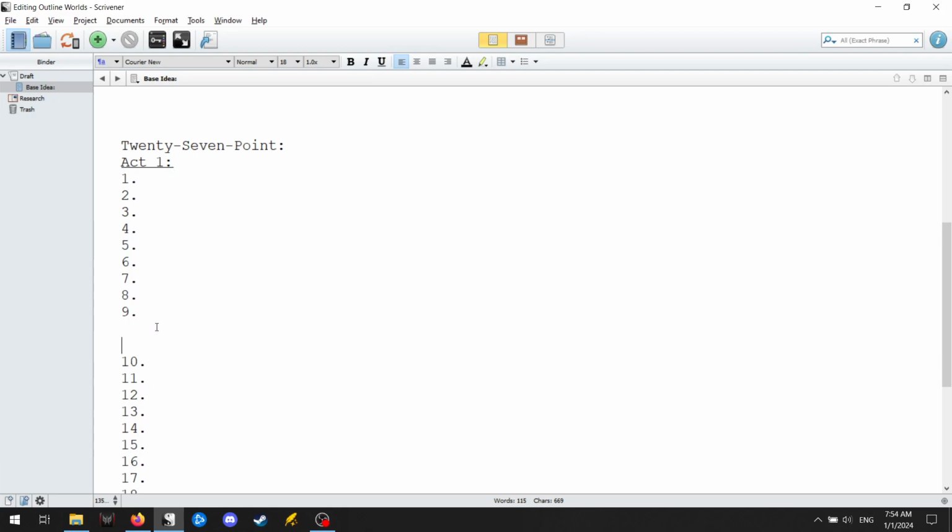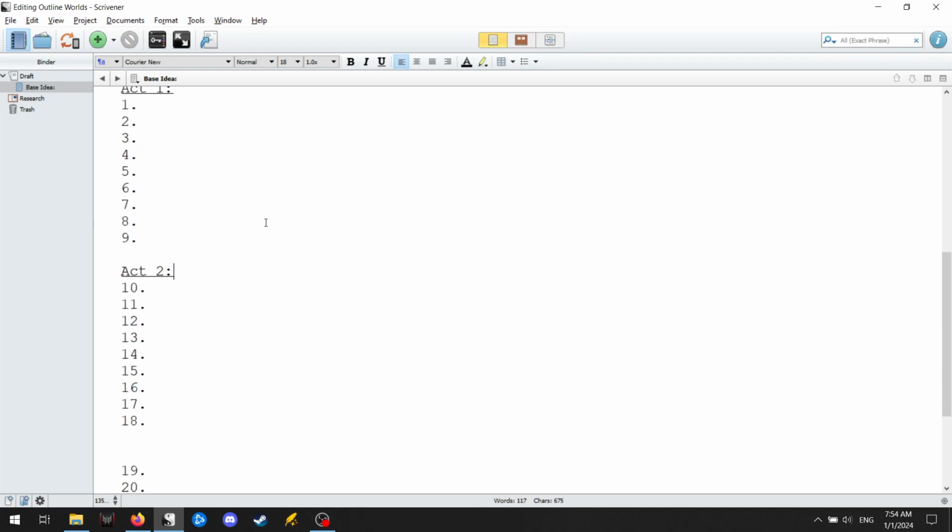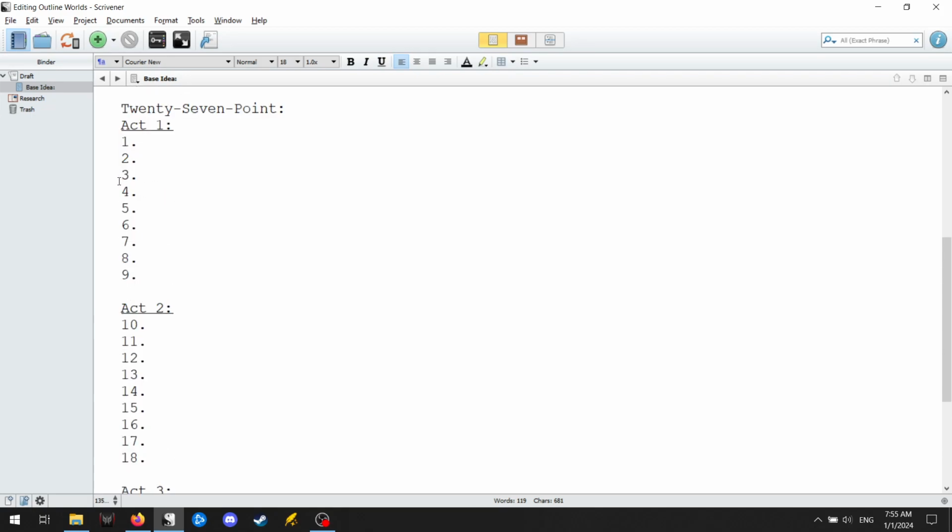And this is Act 2. And then this is Act 3. And then each of these are broken into 3 blocks, technically. So you have a block between this, and you have a block between this.